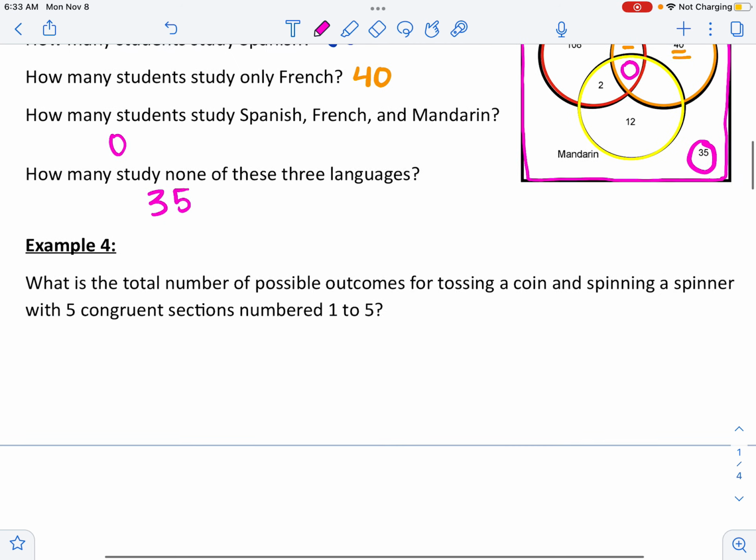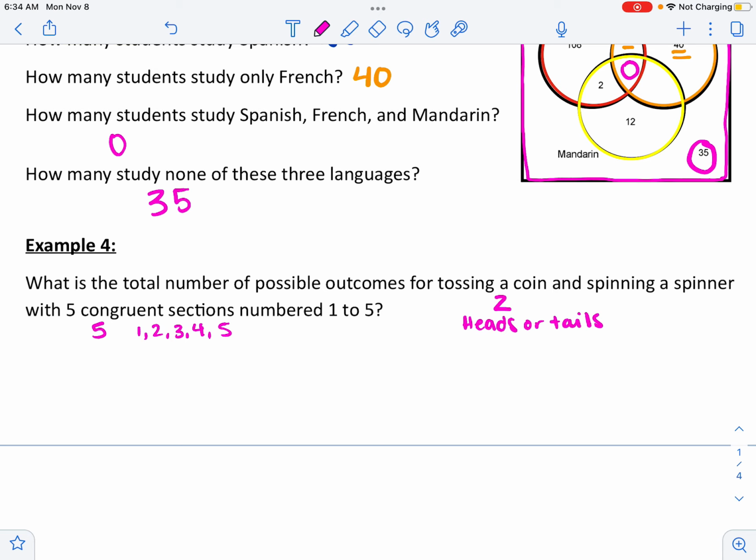All right, example 4. What is the total number of possible outcomes for tossing a coin and spinning a spinner with 5 congruent sections numbered 1 to 5? All right, well, tossing a coin, we have 2 potential outcomes. You could get heads or tails. And spinning the spinner, we have 5 options. That is that you land on a 1, 2, 3, 4, or 5.